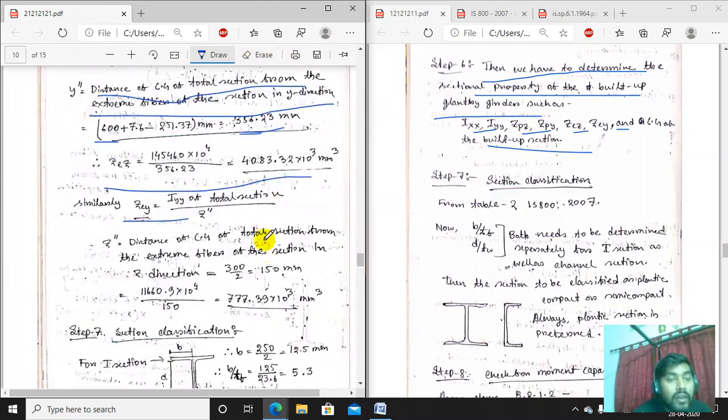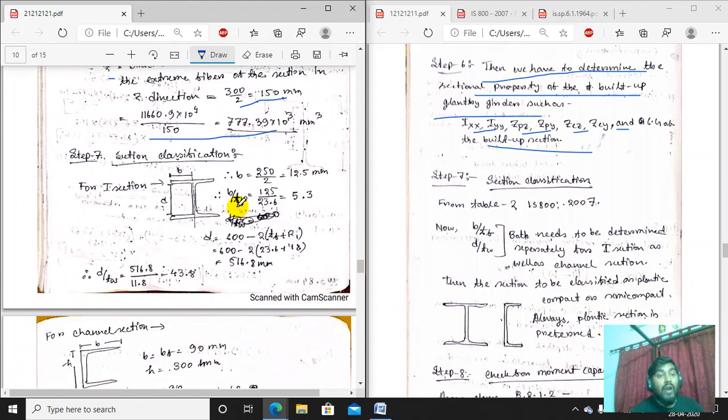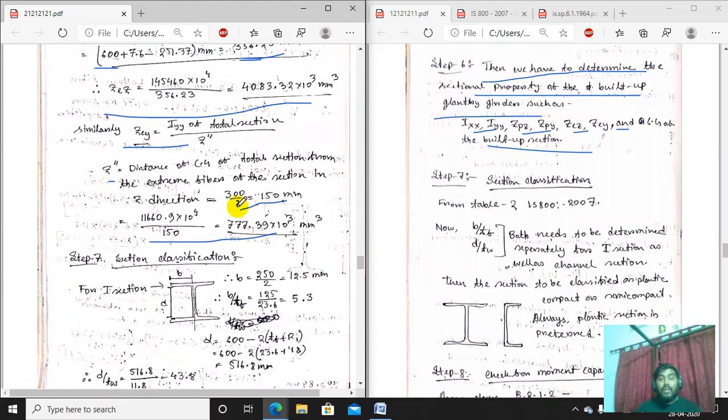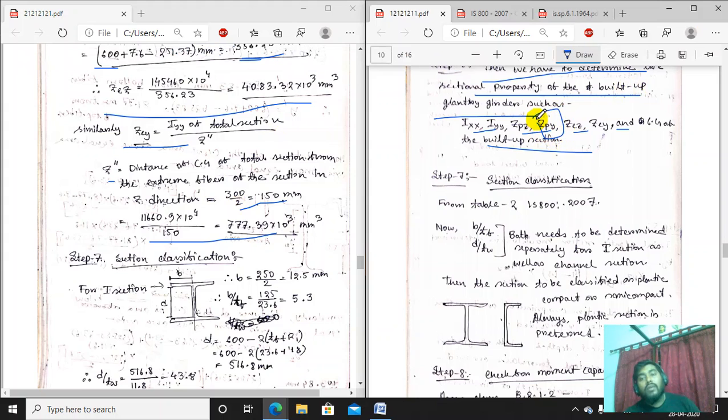So putting the value here, 300 by 2, we are getting 150. We are getting the value of ZEY. So all the values have been calculated. We do not require ZPY. We will not be requiring it in our maths. We are not determining it.